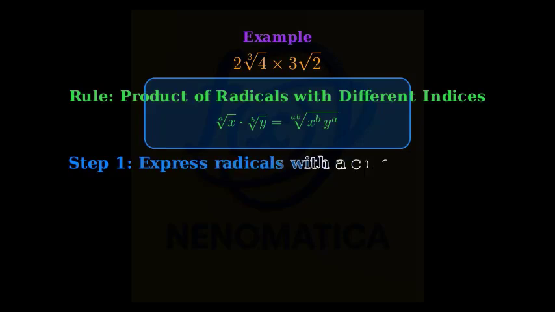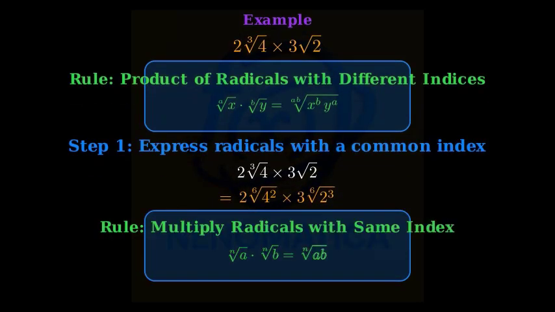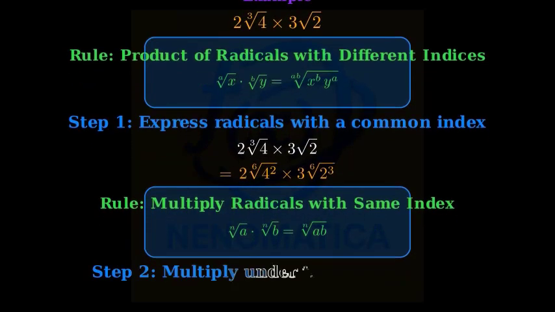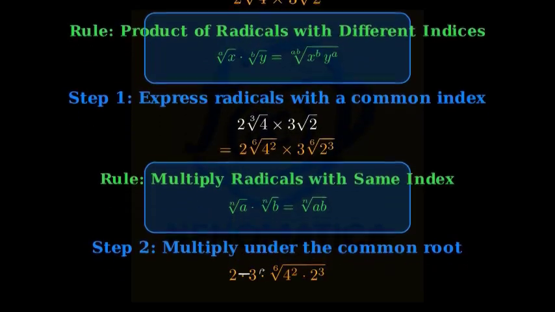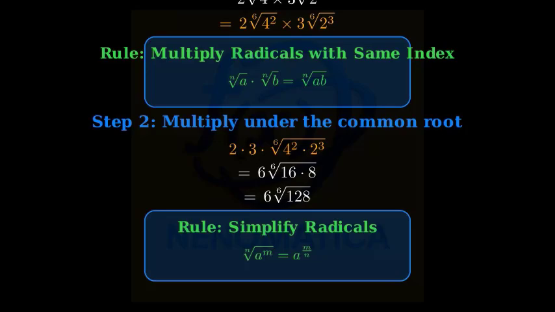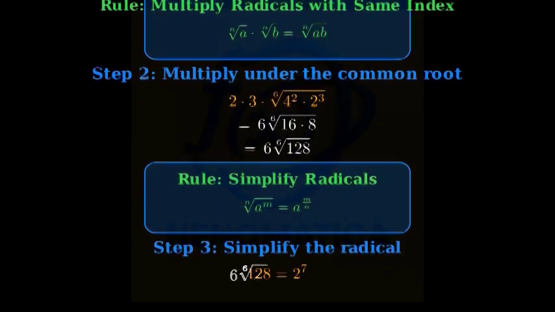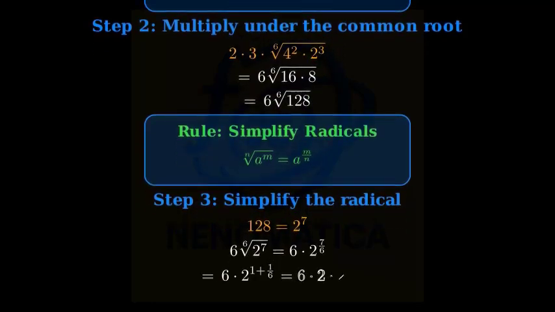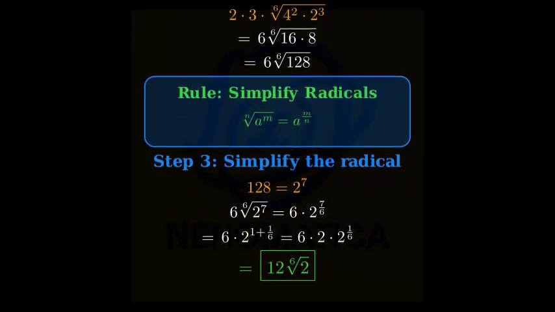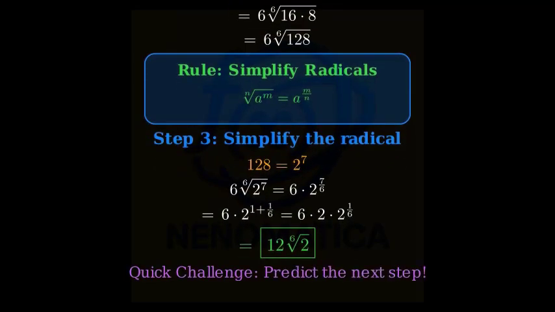Now we express both radicals with a common index. Multiply radicals with the same index by multiplying the radicands. Step 2. Multiply constants and combine under 1/6 root. Simplify radicals using fractional exponents. Step 3. Rewrite 128 as 2 to the 7th, pull out a factor of 2 to the 1st, and simplify the remaining 6th root. Quick challenge. Can you predict the first conversion step we will use in the next problem before it appears?